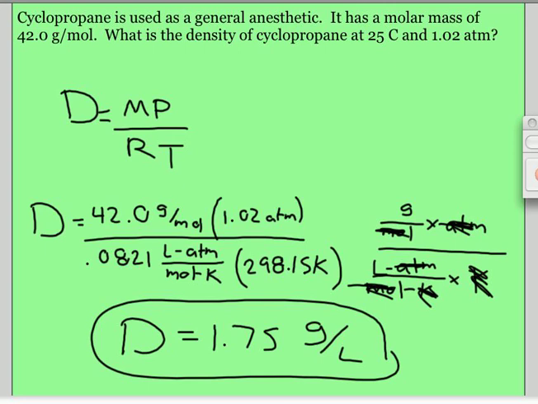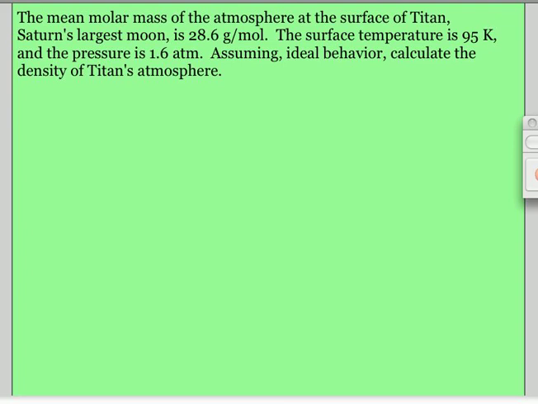All right, what I want you to do is try the next 2. What'll happen is we'll stop the video. When we start it back up, the answer is going to be there, totally written out. So make sure you can do it. So try the one with Saturn's moon. Make sure you can do the density. And then when you come back, the answer will be there.